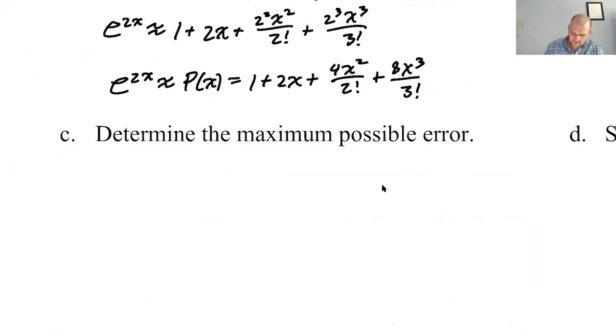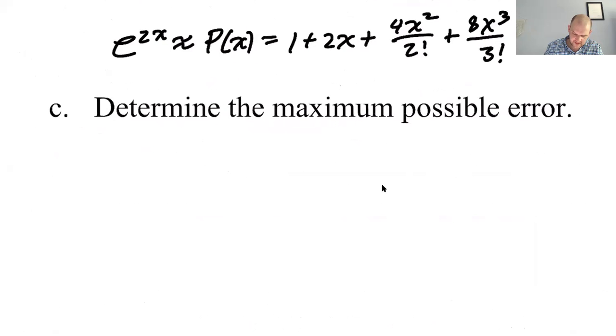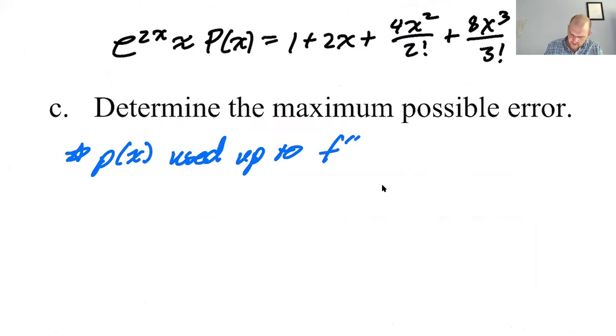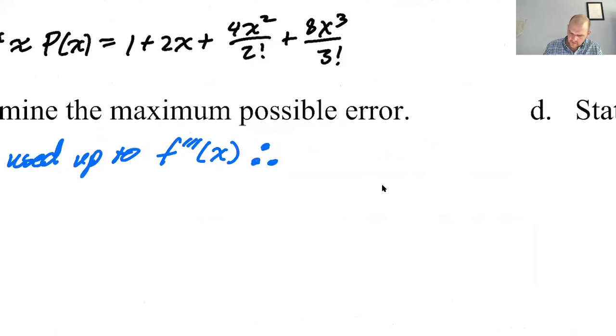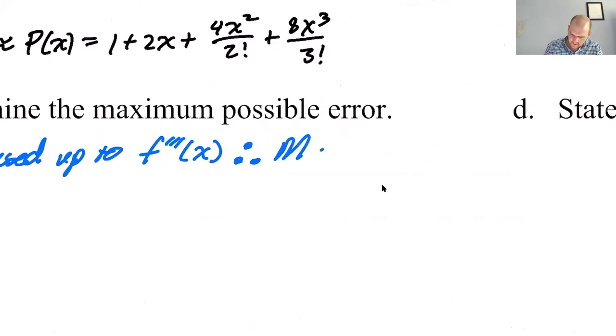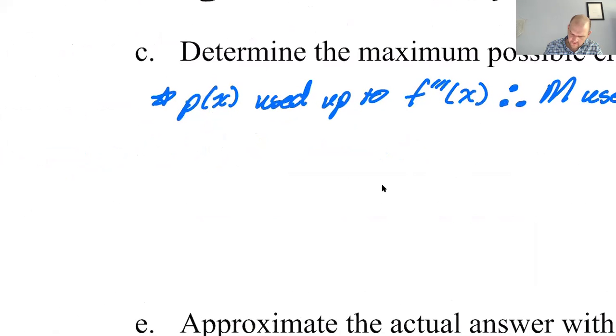So maybe if I make a note here and say p of x used up to f triple prime of x, right? So therefore, M uses the fourth derivative.